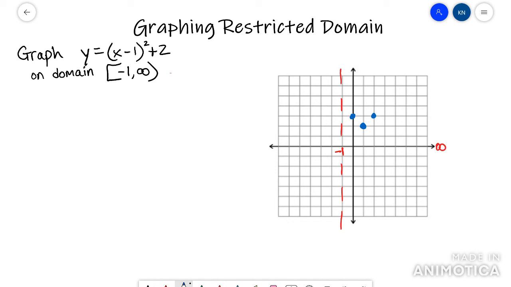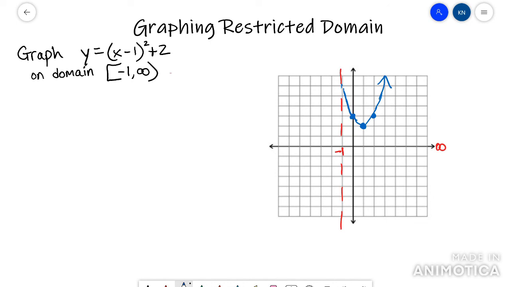I'm just using points to make it look a little neater. All right. So this one would be at 6. It's going to look something like this. It's just a quadratic.